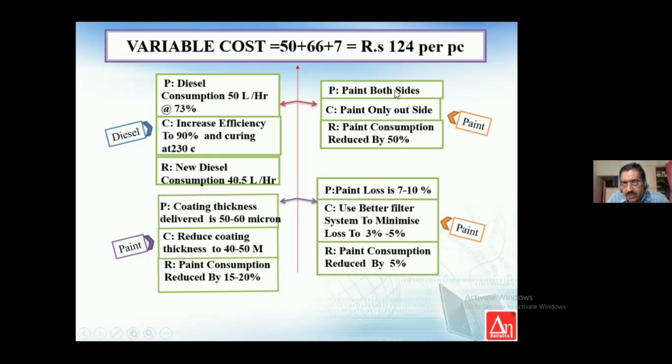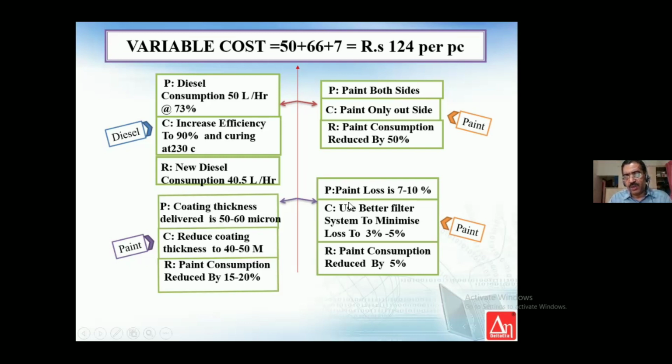you are improving three parameters there. One is that coating on both sides is avoided and made only one side. This gives you 20 kg, or 50% saving. Again, so it becomes 20 kg. Coating thickness delivered is 50 to 60 micron. You reduce it to 40 to 50 micron. So from the 20 kg, you will be saving another 15 to 20%. So you will require about 16 kg here.